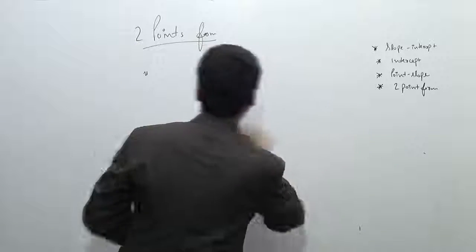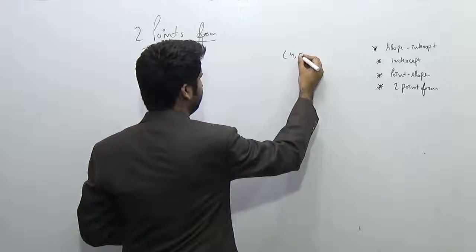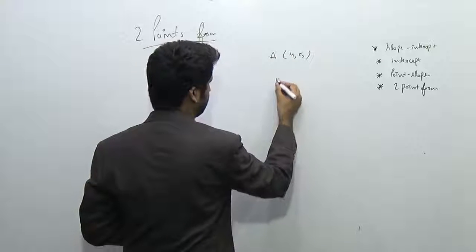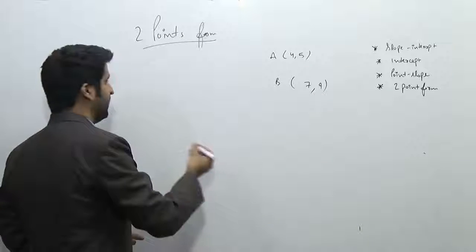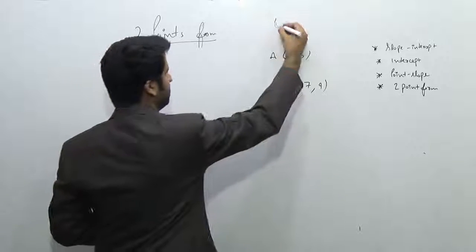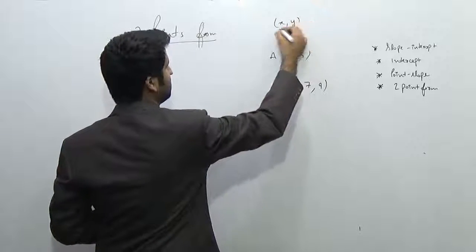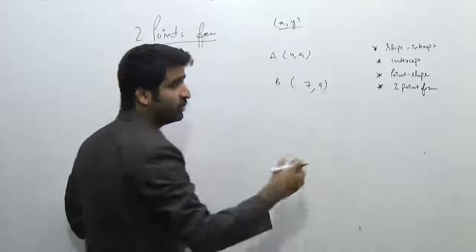Suppose I have these 2 points A (4, 5) and B point is, let's say, (7, 9), some random point. Okay, I want to find the equation of this straight line. So what I'm going to do is I first assume a point x, y, just some random point, okay, any point on this straight line, just to generalize the equation of the straight line.